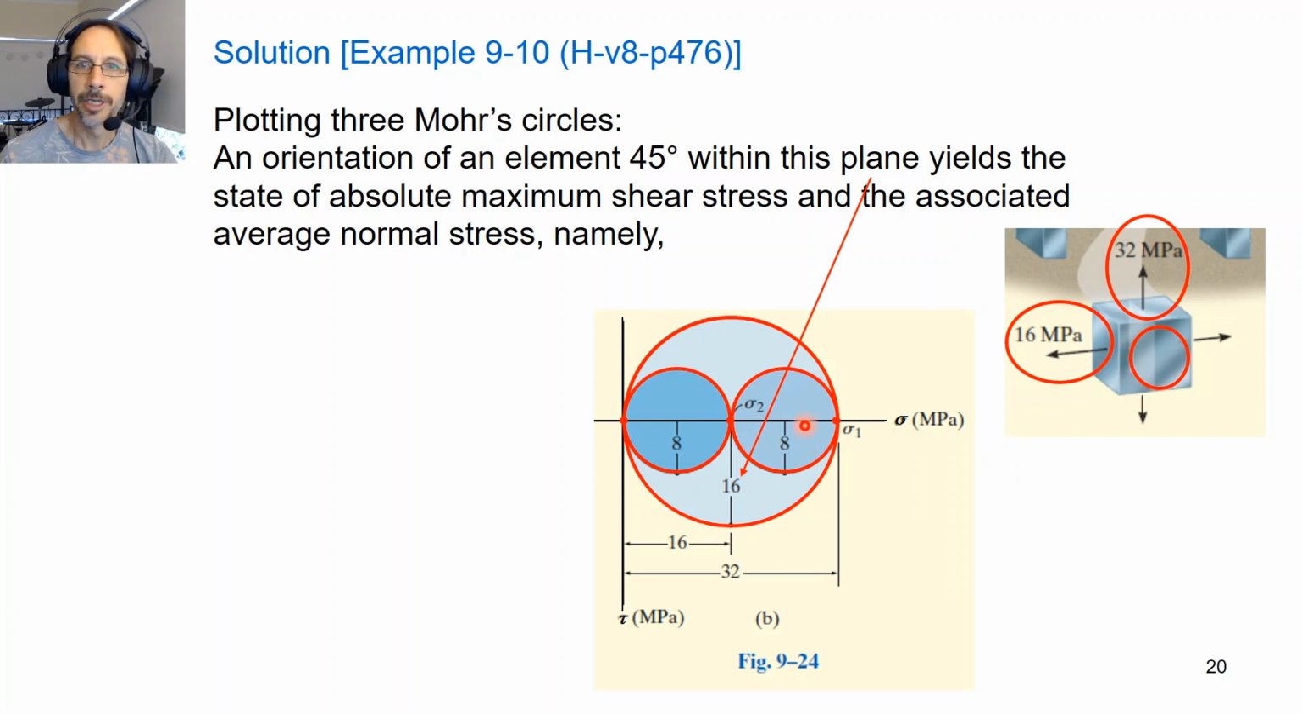Again, this goes back to those pictures I showed you of the failed pressure vessels and pipes, where that 45 degree angle to the surface of the pipe was the failure plane.